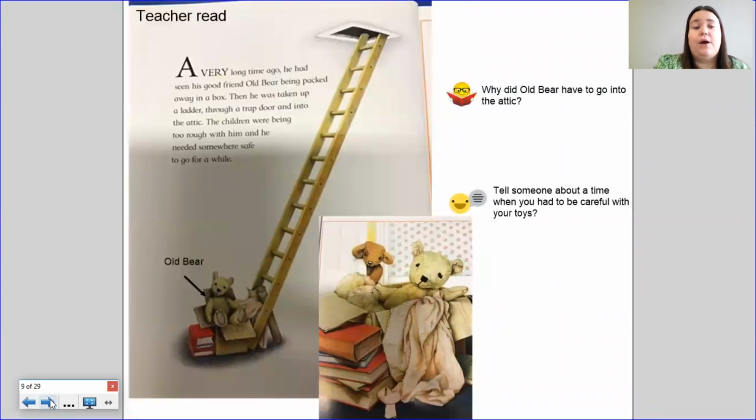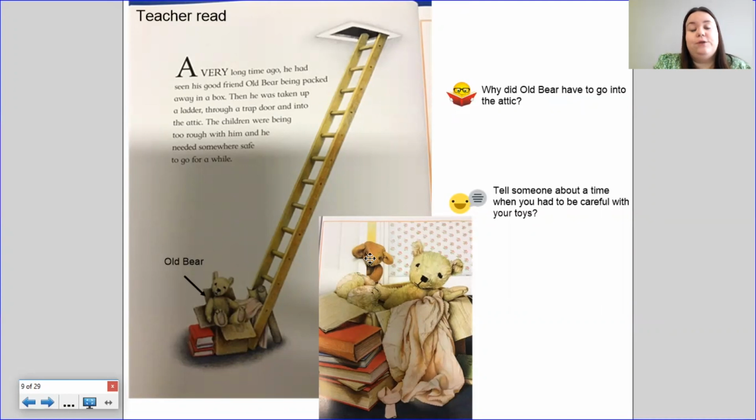A very long time ago, he had seen his good friend Old Bear being packed away in a box. Then he was taken up a ladder, through a trapdoor and into the attic. The children were being too rough with him, and he needed somewhere safe to go for a while. Here's Old Bear and Bramwell Brown's seeing that he's going up into the attic.